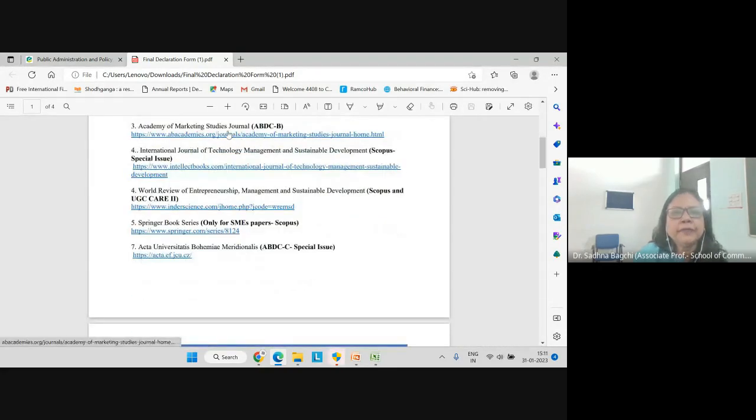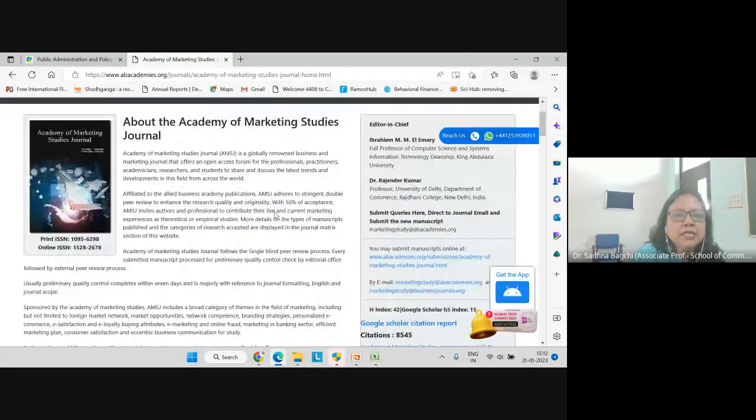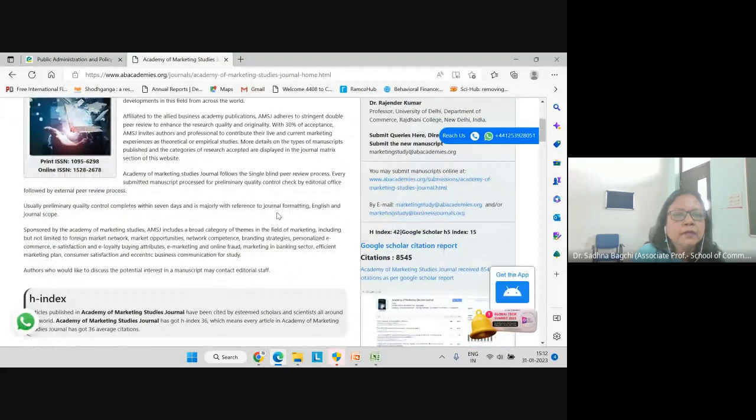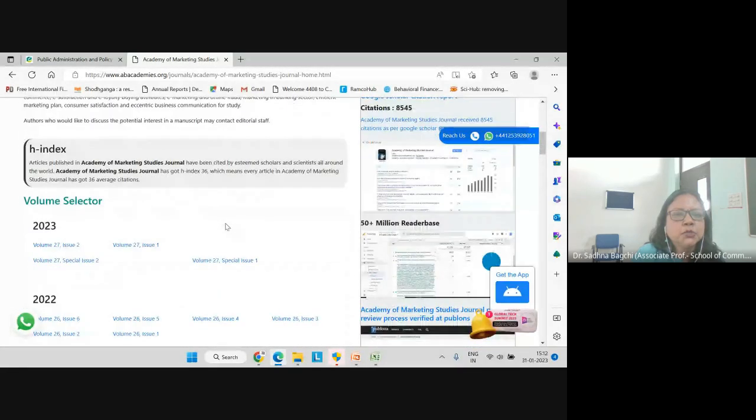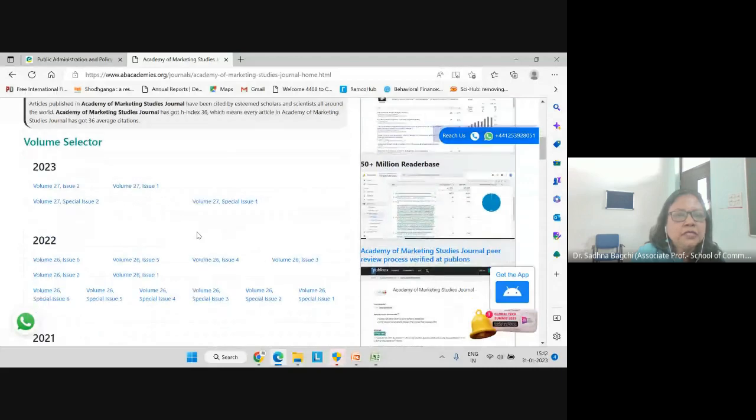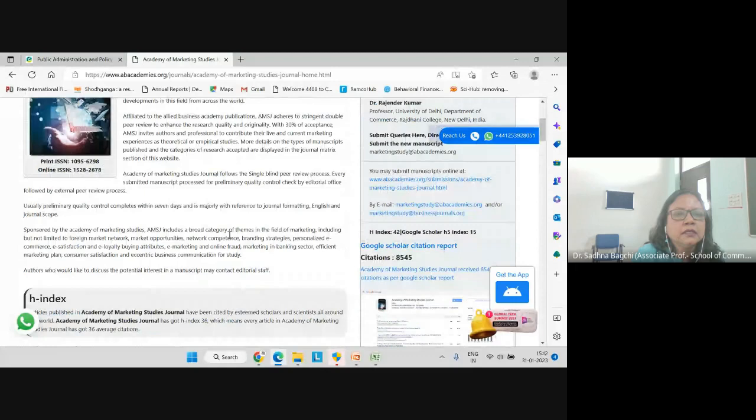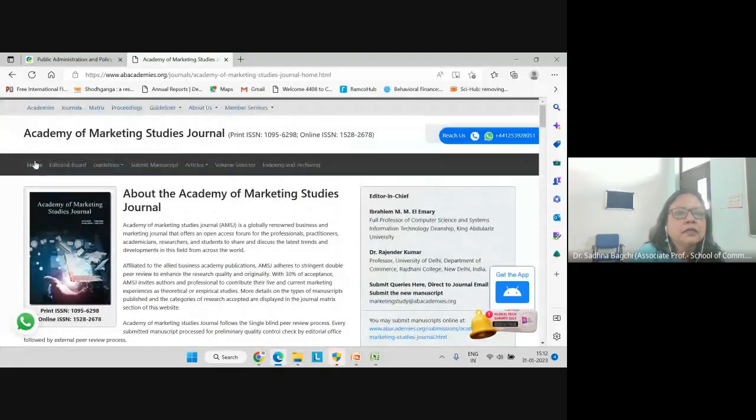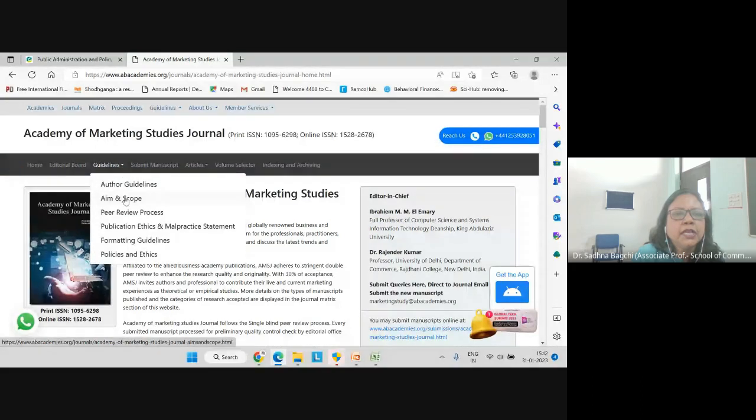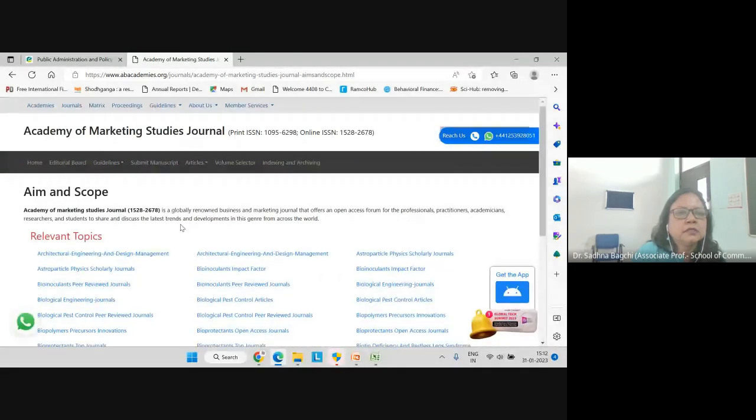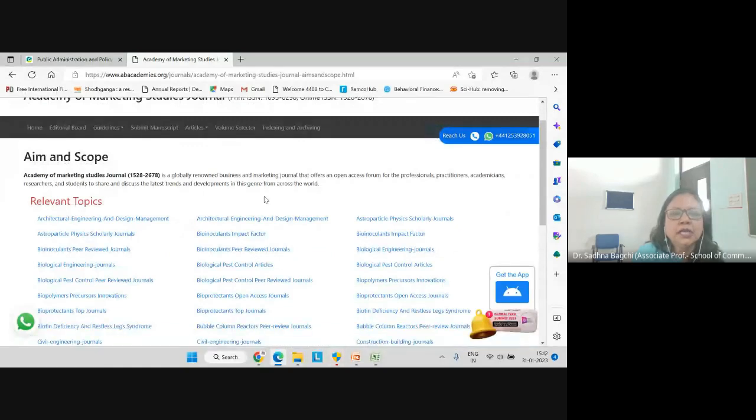Now come to this category, Academy of Marketing Journal. I'm clicking the second, which is an ABCD B listed journal. Similarly, you can see here its H index, how many volumes it has, and here the aim and scope. This is the aim and scope.